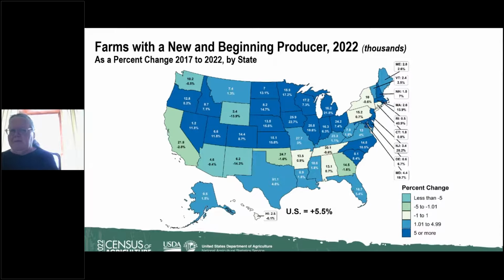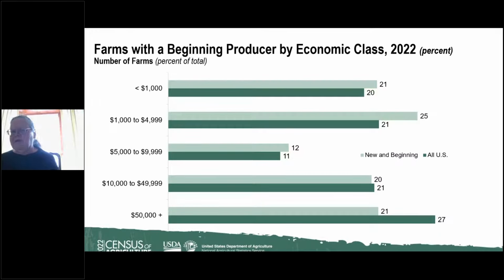What does a new and beginning producer farm look like? If we go on to the next slide, we can look at farms by economic class. You can see that new and beginning producers, this is the light green bar, are more likely to operate small farms compared to farms overall, and much less likely to operate a farm with over $50,000 in sales and government payments.